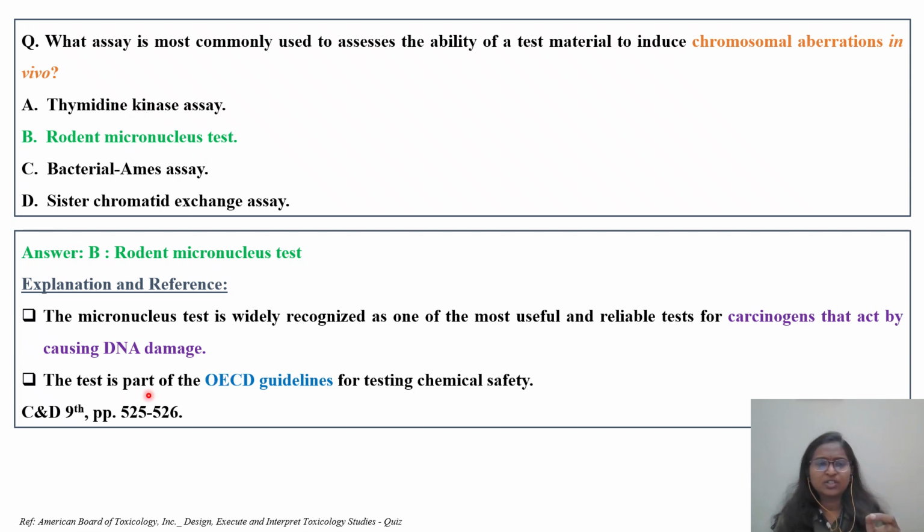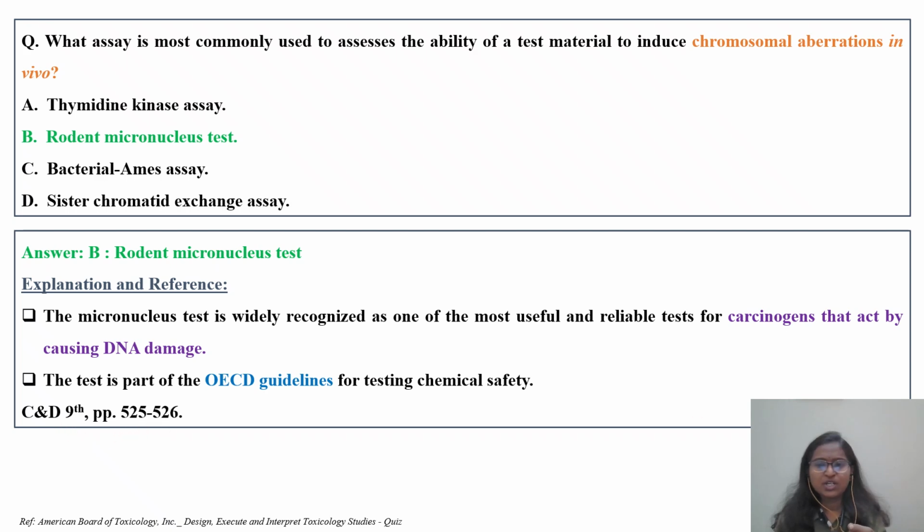Another thing you have to remember is that this micronucleus assay is an important part of the OECD guidelines for testing chemical safety. So it is a part of the battery of genotoxic tests. Now we will see the additional reference which the American Board of Toxicology has given. It has asked us to go back and look into Casarett and Doull's ninth edition, page number 525 as well as 526.